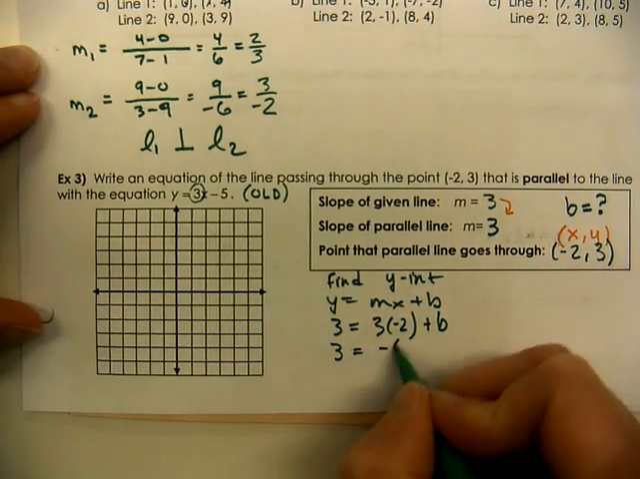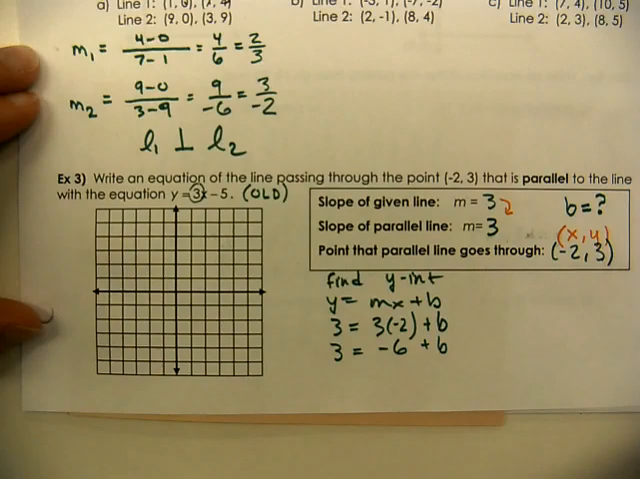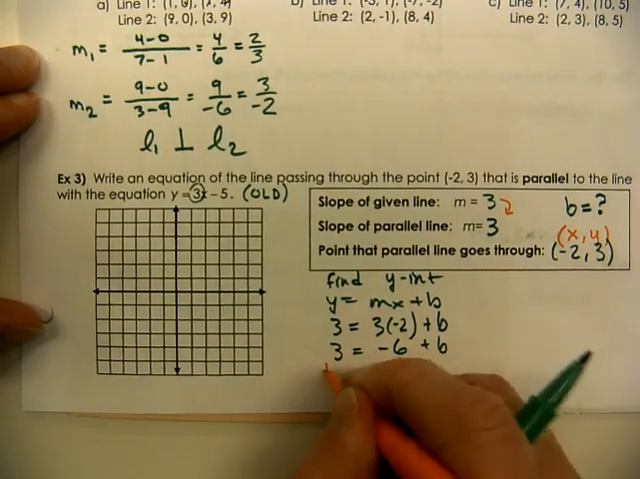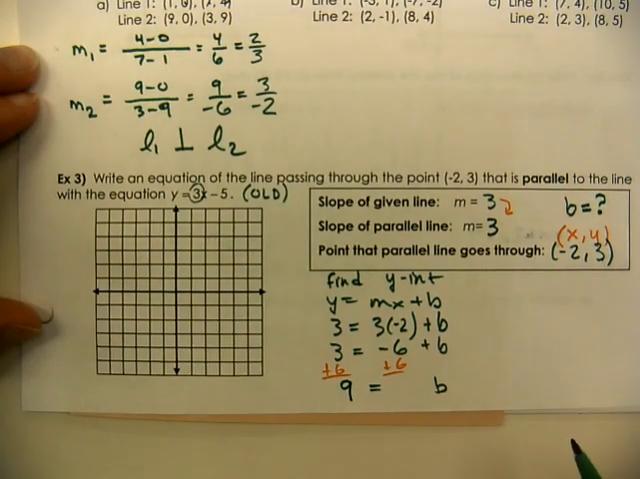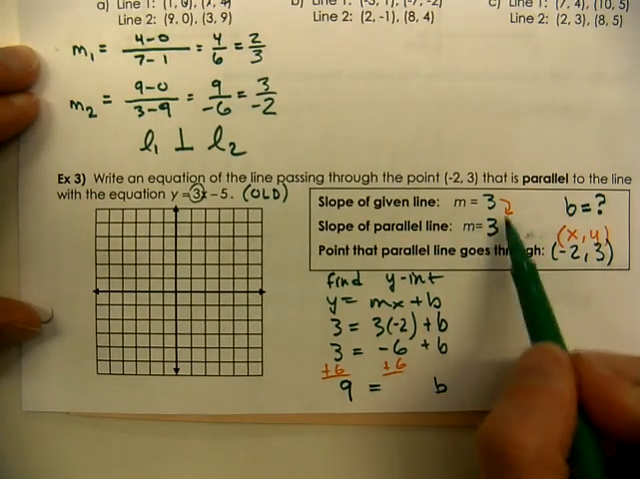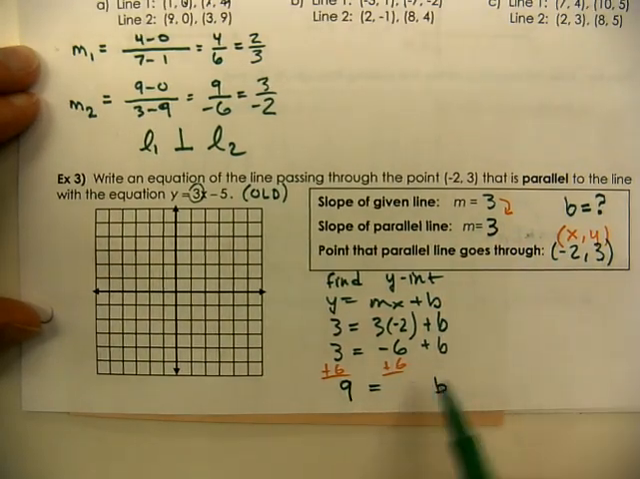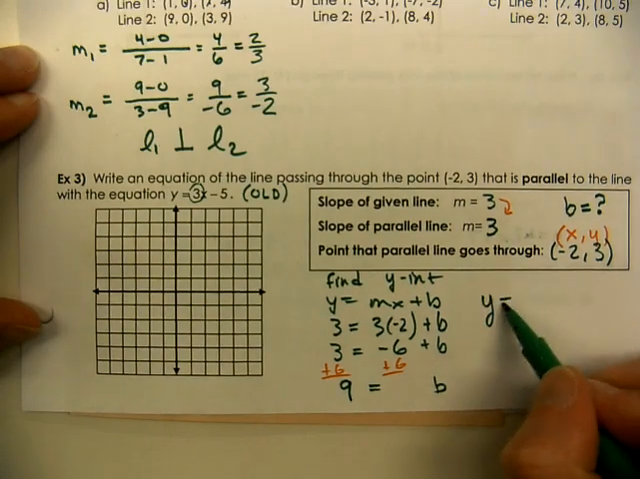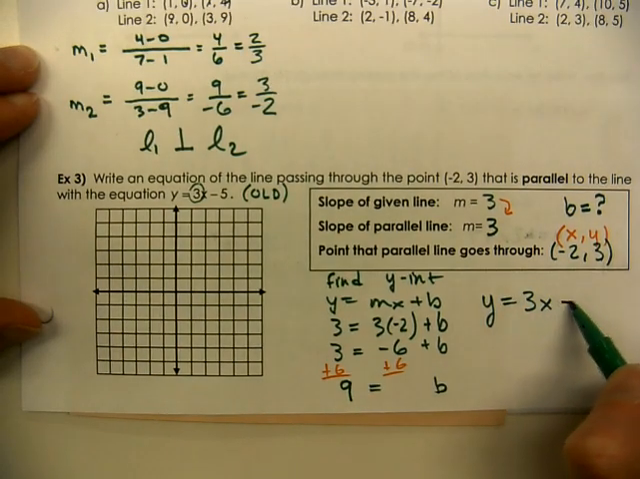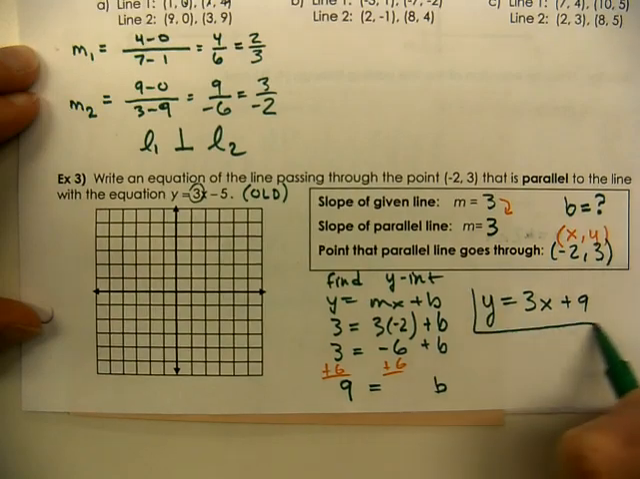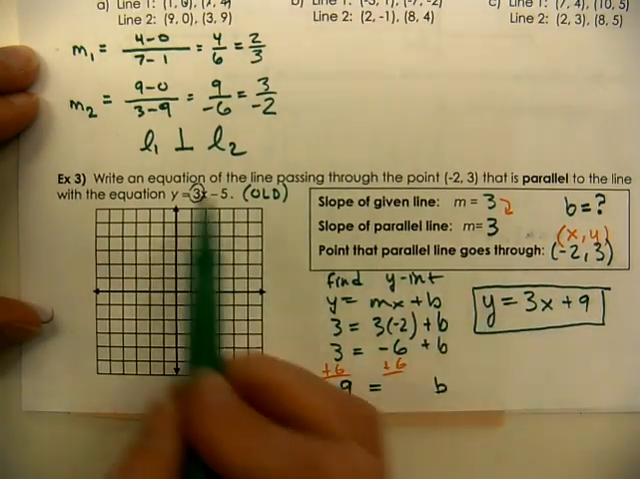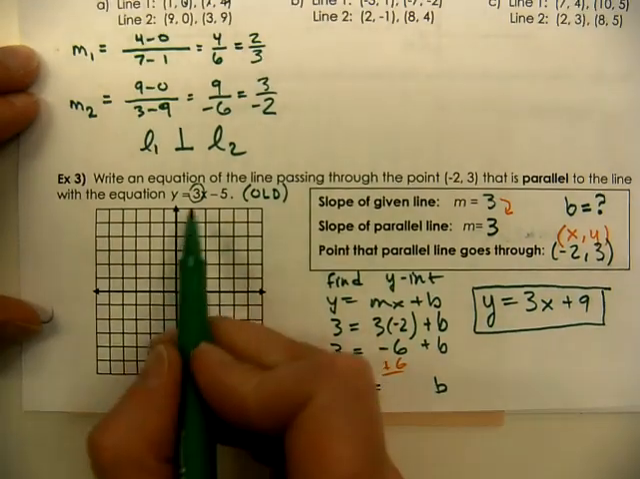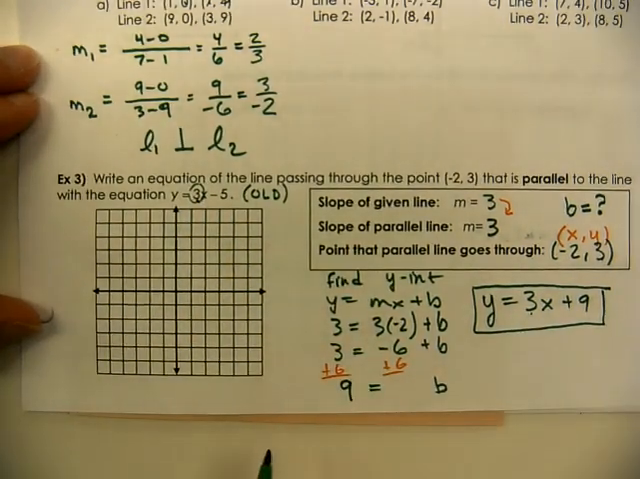Let's multiply 3 times -2, which is -6. Let's add 6 to both sides so that we can isolate the variable, and my b is equal to 9. So now we have a new slope of 3. We have a new y-intercept of 9. So my equation is y equals 3x plus 9. Now let's just graph these two real quick so that we can see that they really are parallel. You can see they have the same slope of 3. They should be parallel, right?